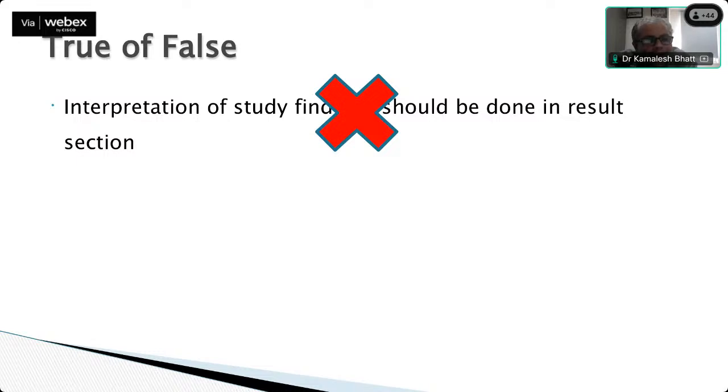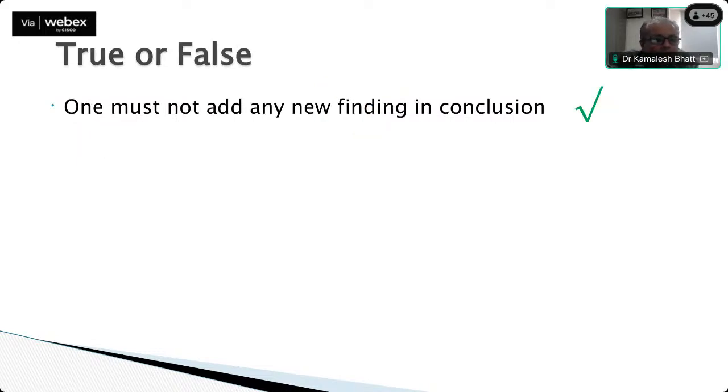Sorry for that. Interpretation of study findings should be done in the result section. Obviously, no. Okay. And the last is, one must not add any new findings in the conclusion. Obviously true. It should be there in the discussion or result, but it should not be there lastly in the conclusion. So that is all about this session.